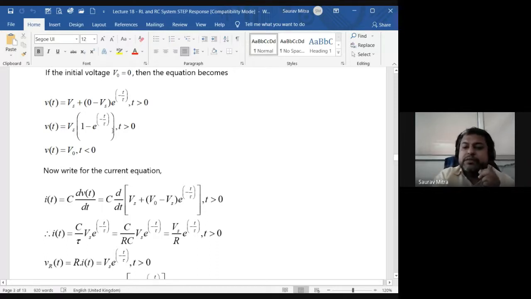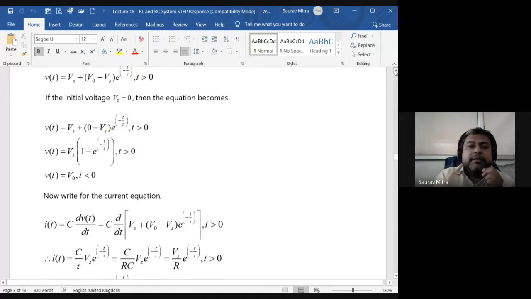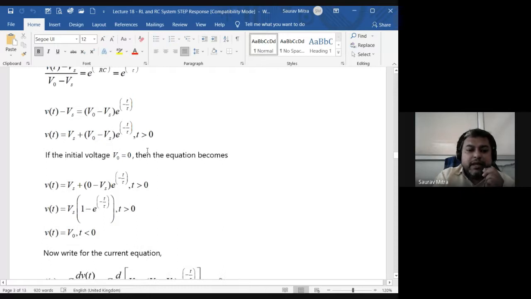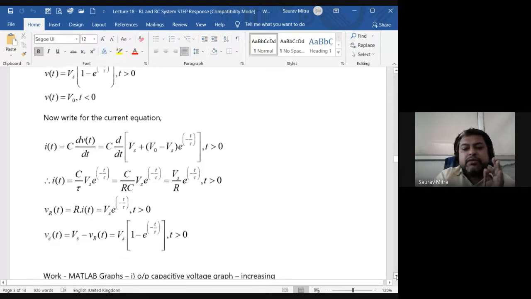You don't have to see the entire proof, you only have to see this one equation. Which equation? You can remember, this is page number 3. You have to see only this equation: Vt is equal to Vs plus V0 into Vs into e raised to minus t by tau, and tau is equal to R into C. That's all. All these proofs and these things will not be asked, so don't worry.